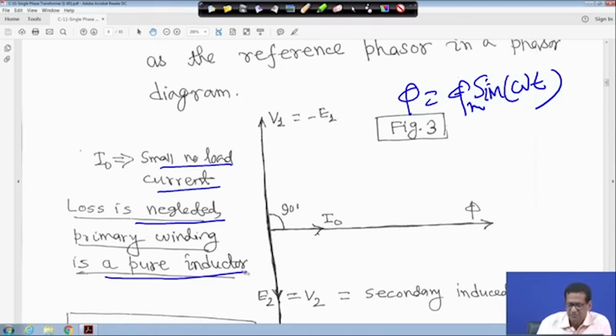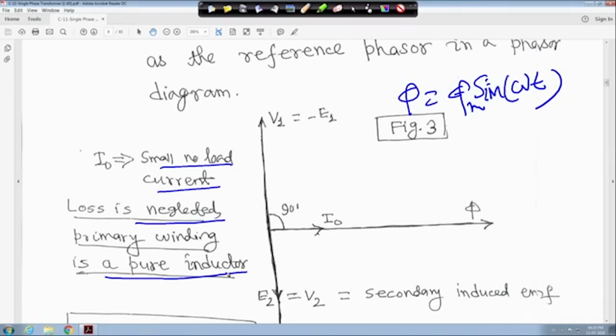So, the primary winding will then be a pure inductor, because we are giving an alternating supply to the primary winding. If loss is neglected, it will act like a pure inductor. As per Lenz's law, we know that U1 is equal to minus N1 into d phi by dt for the primary winding. This minus sign comes because of Lenz's law. So, U1 is equal to minus N1 d phi by dt.